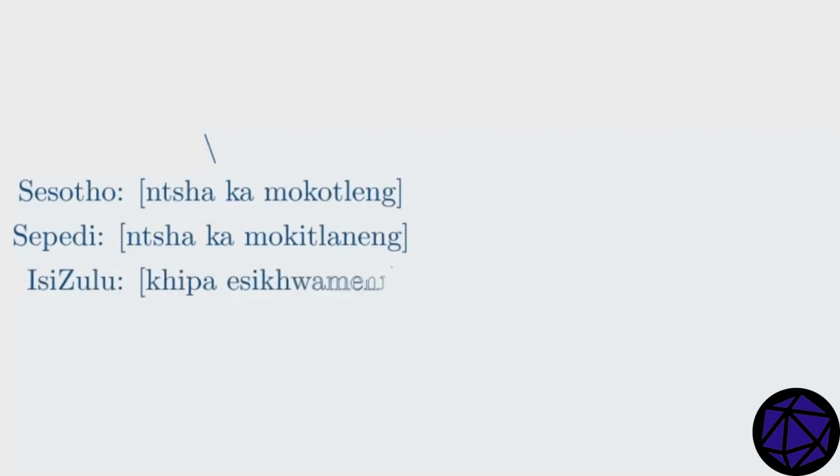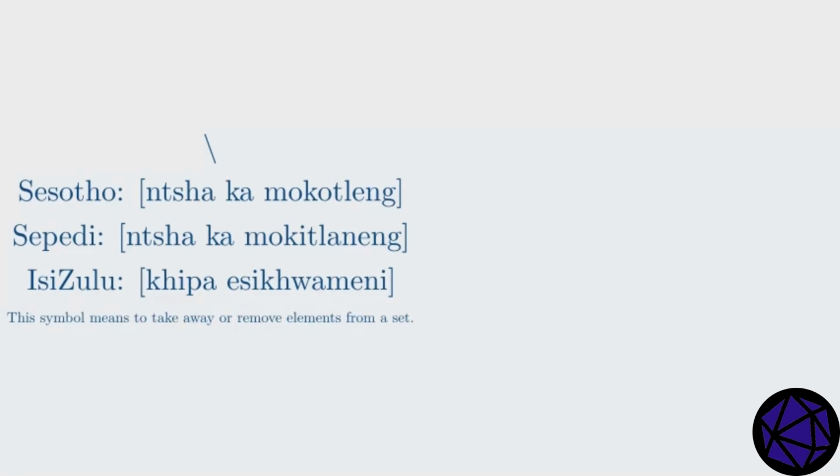Let's start with the subtraction operator for sets. In English, we use a backslash. In Sesotho, we say NTSHA ka mokotlang. In Sepedi, it's NTSHA ka mokitlaneng. And in IsiZulu, we say Khipa esikhwameni. This symbol means to take away or remove elements from a set.